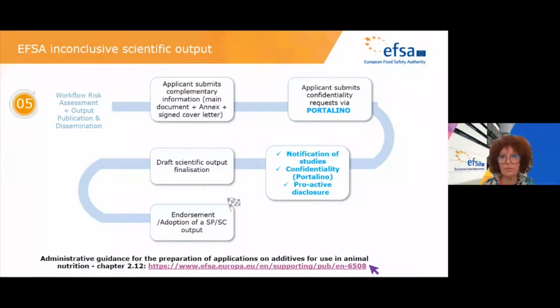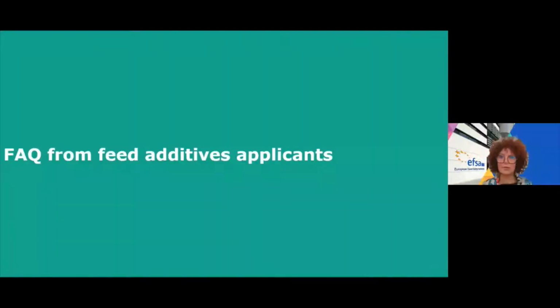And here the applicability of the requirements of the transparency regulation will be on the notification of studies that are applicable, the confidentiality we've discussed with the Portalino, and the proactive disclosure. Then the steps are the same: drafting a scientific output, endorsing, and publication. So in the next slide, we have collected some questions and answers from applicants.